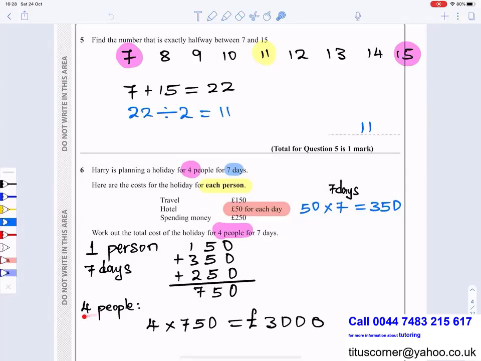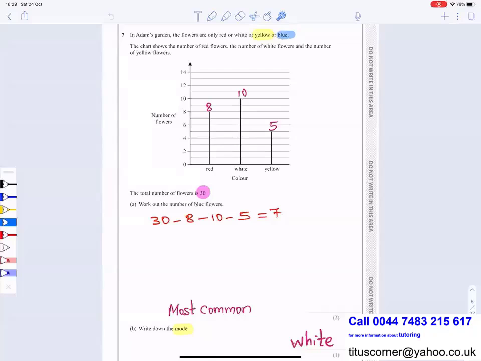For 4 people, you times 750 times 4. 750 times 4 gives you 3,000. So for 4 people, the holiday would cost 3,000.